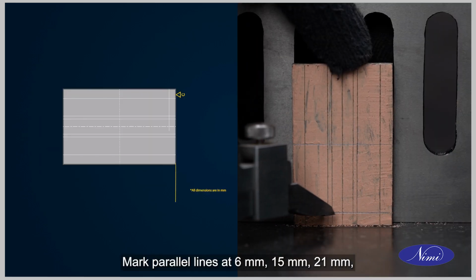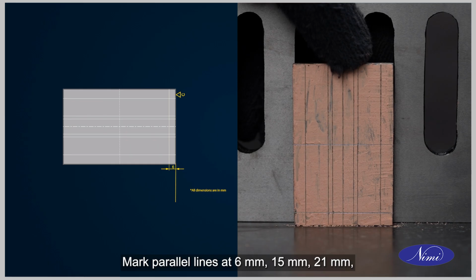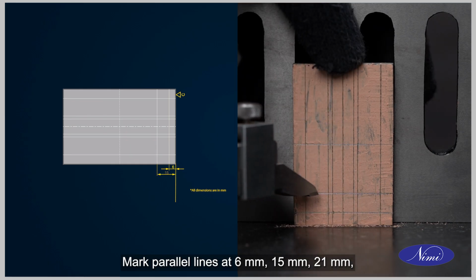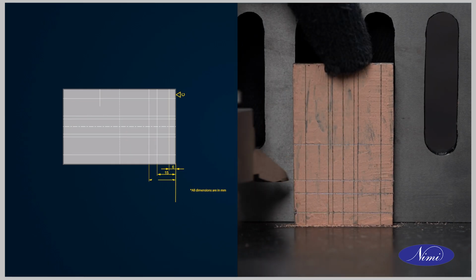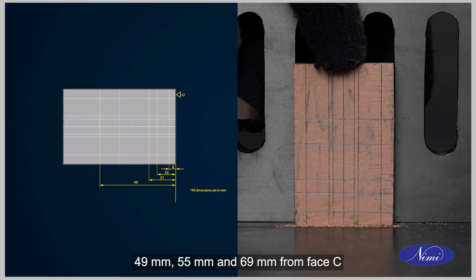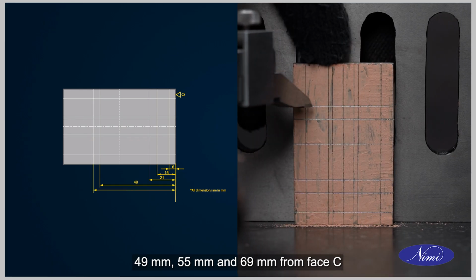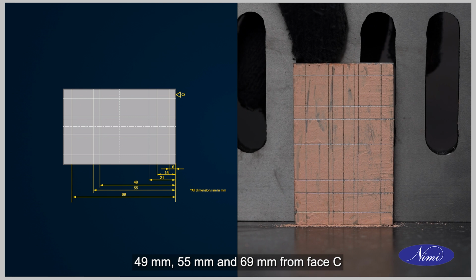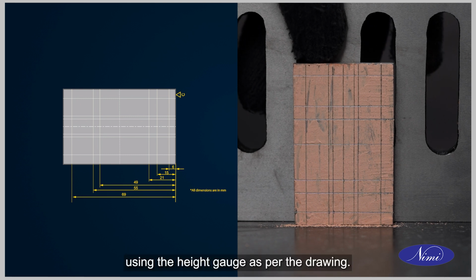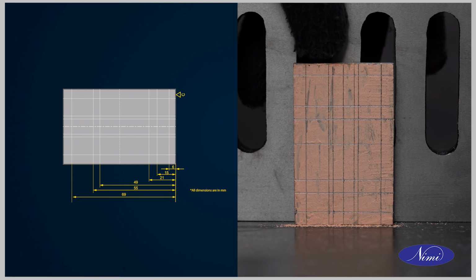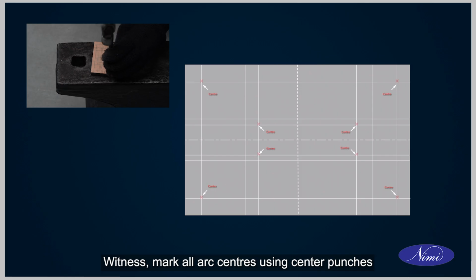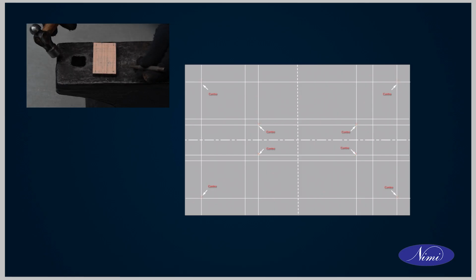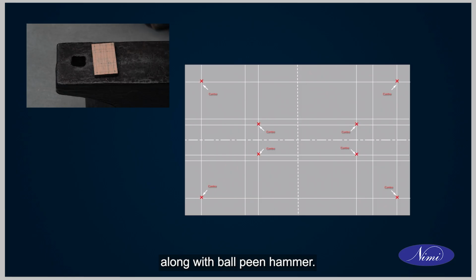Mark parallel lines at 6 mm, 15 mm, 21 mm, 49 mm, 55 mm and 69 mm from face C using the height gauge as per the drawing. Witness mark all arc centers using center punches along with ball peen hammer.